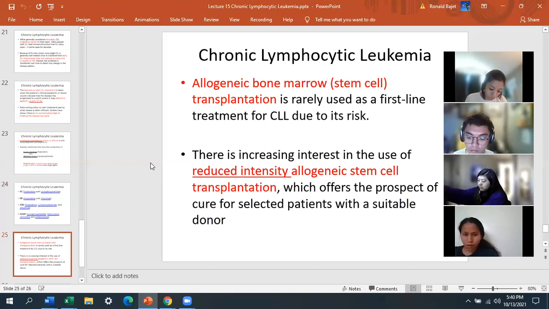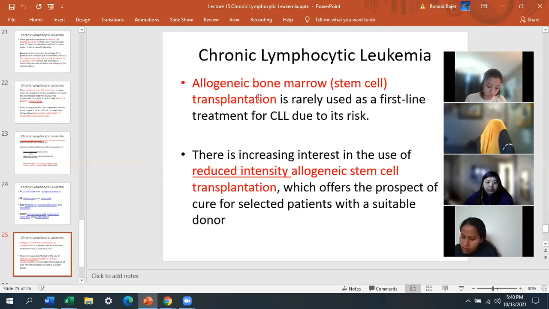Another way to treat it is an allogeneic bone marrow stem cell transplant. Allo meaning, as you remember, from somebody else, a donor. Bone marrow transplant is usually not used as a first-line treatment for CLL due to its risk. And usually when you do a bone marrow transplant, the older you are, the success rate diminishes. So the younger you are, the better success rate you have.